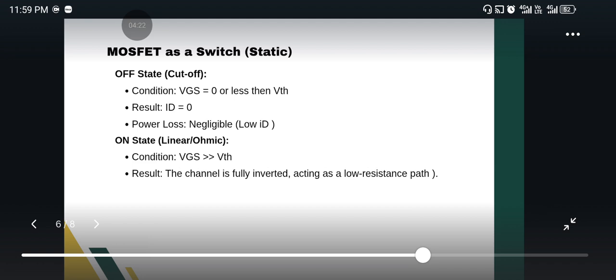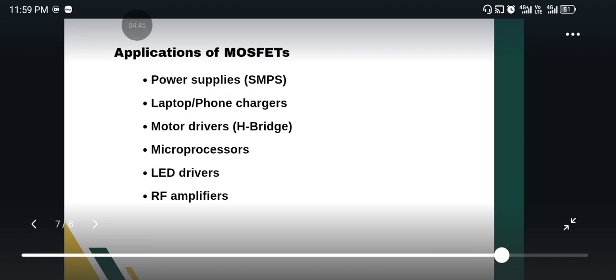The condition is when VGS is equal to 0 or less than VT, the MOSFET is in the off state, and we can say that it is the cutoff region. So ID, the drain current, is equal to 0. And for the on state, VGS is greater than VT. The result: the channel is fully inverted, acting as a low resistance path.